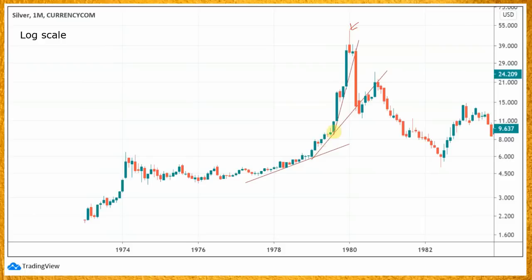Now, of course, this second line you wouldn't really be able to draw until very late in the move, and the same goes for this line up here. And so from an early stage here, it's quite hard to work out the trajectory of this.